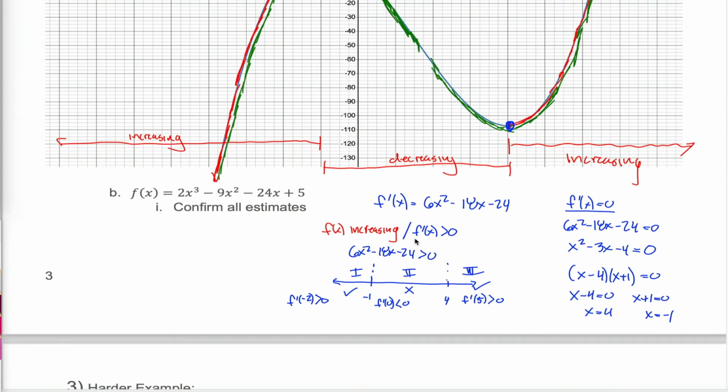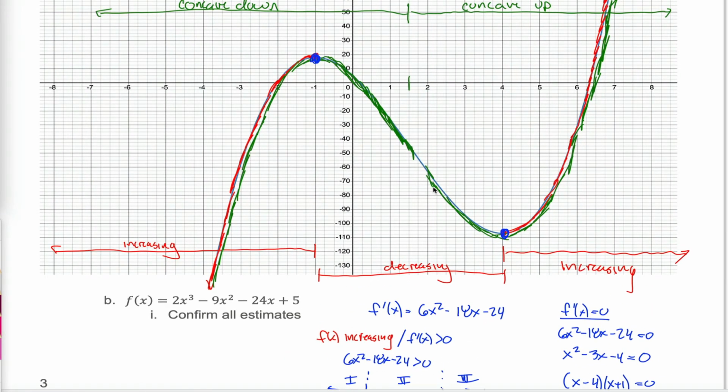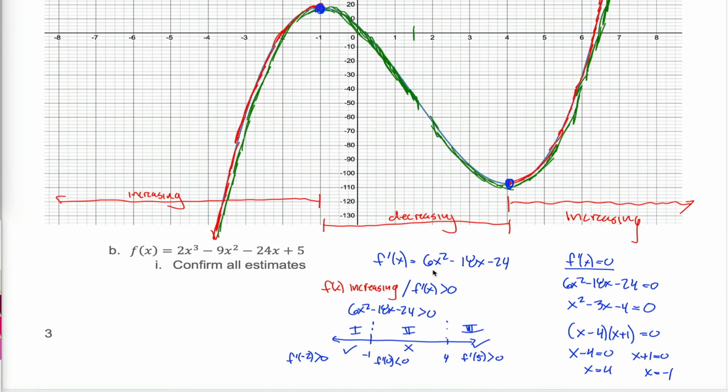You're like, right, but what about concavity? That's the one that was really hard by looking at this graph. Well, we can do the same analysis. We just don't look at the first derivative, we look at the second derivative. And the good news about the second derivative is it's easy enough to find. All you gotta do is take the derivative of the derivative.